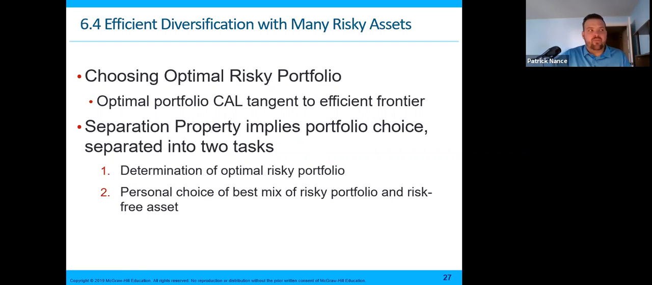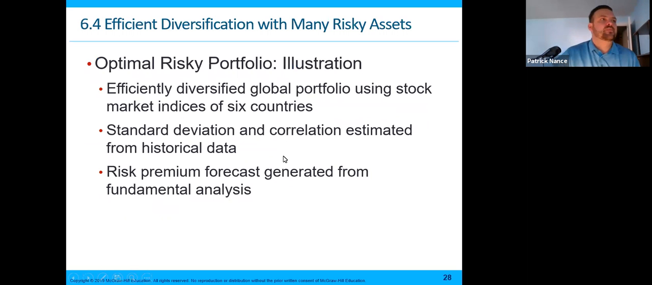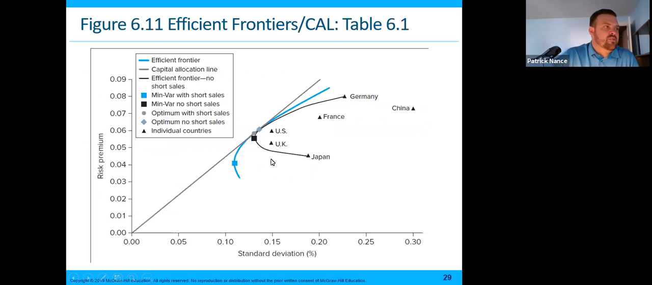The separation property implies portfolio choice is separated into two tasks. First, we determine the optimal risky portfolio, and then comes our personal choice of the best mix of the risky portfolio and risk-free assets. So an illustration of our optimal risky portfolio: an efficiently diversified global portfolio using stock market indices of 6 countries, where standard deviation and correlation are estimated from historical data, and the risk premium forecast is generated from fundamental analysis. So this blue line here would be the efficient frontier.